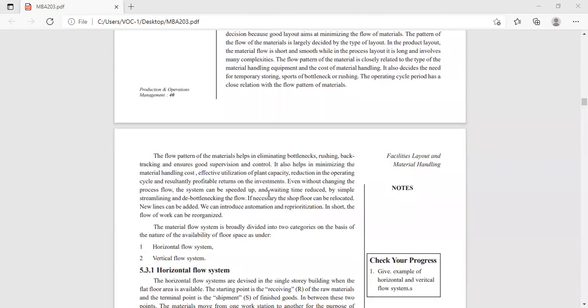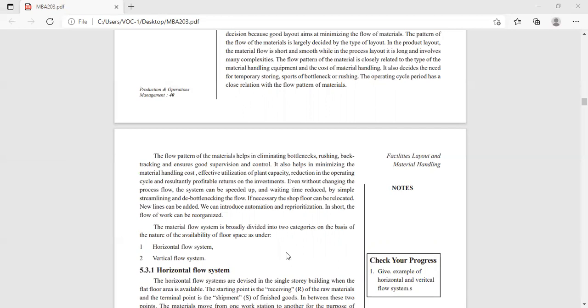The flow pattern of the material helps in eliminating bottlenecks, rushing, backtracking, ensures good supervision and control. So it also helps in minimizing the material handling cost, effective utilization of plant capacity, reduction in the operating cycle, and profitability returns on the investment.